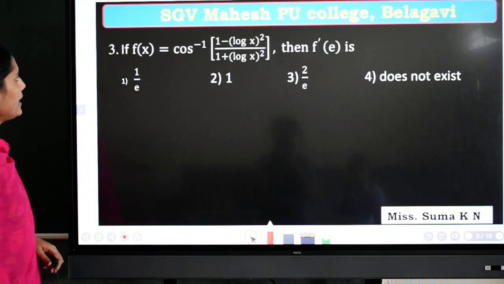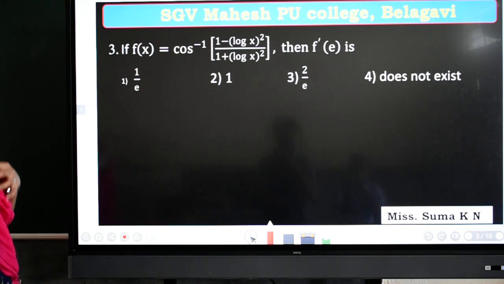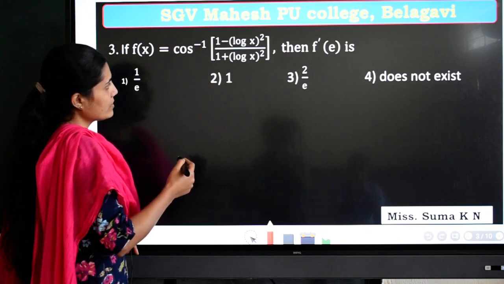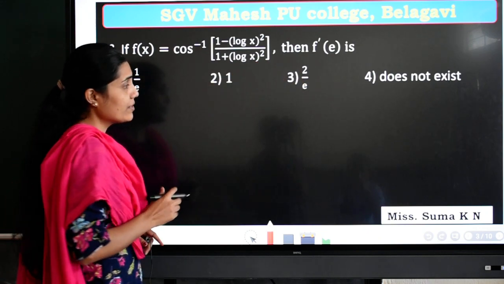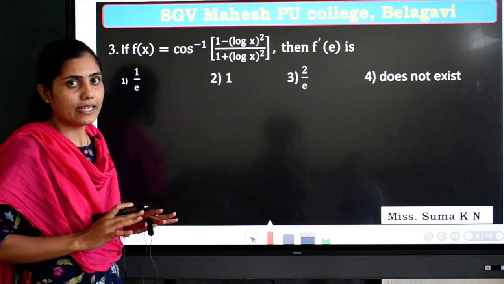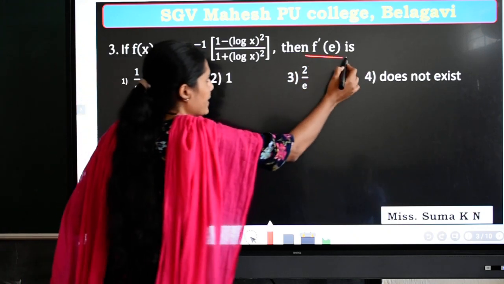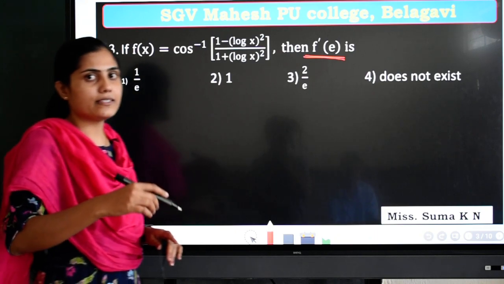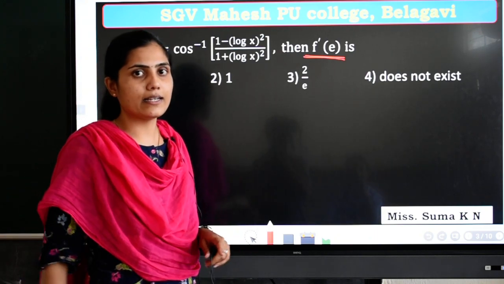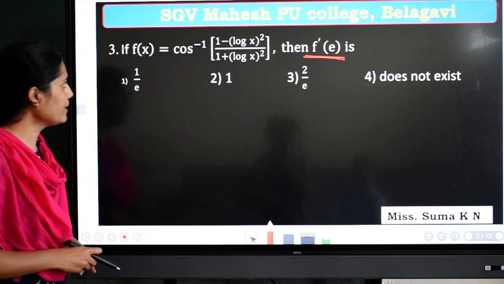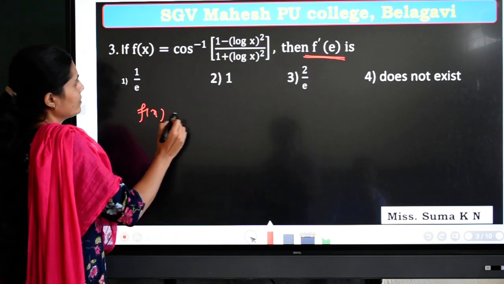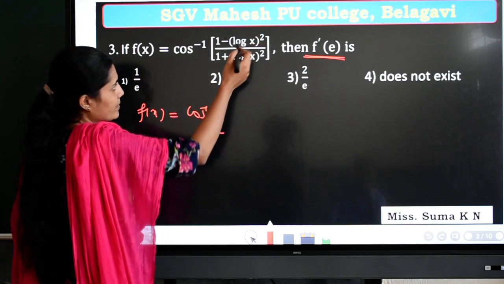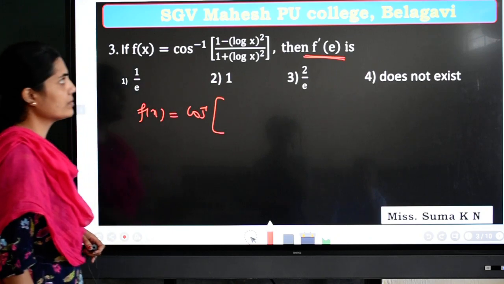Now see here, if f of x is equal to cos inverse of (1 minus log x whole square) divided by (1 plus log x whole square), then they are asking f dash of e, not f dash of x. To find f dash of e you should first know f dash of x. Then in the place of x, if you substitute e, you will directly get f dash of e. Now f of x is equal to cos inverse of 1 minus log x whole square divided by 1 plus log x whole square.